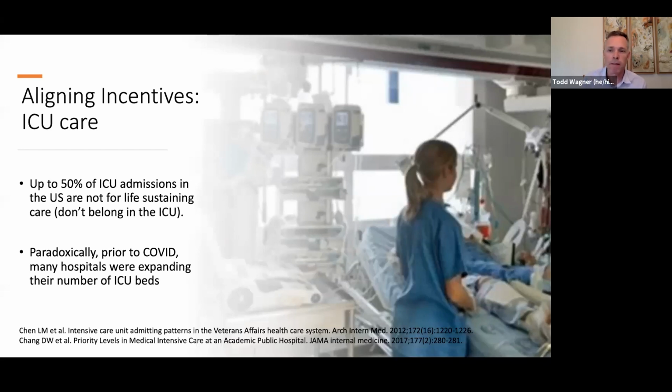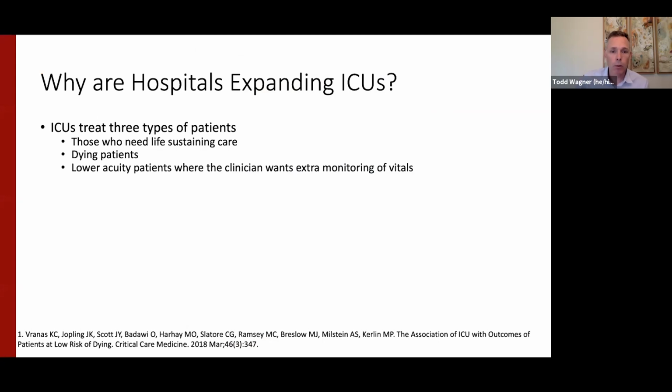And you might say, if we have so many patients in the ICU that don't really belong there, why are we expanding ICU beds? And if you look at some of the work out there, including some of the work from Jeff Doppling here in the department, we think of ICUs as treating three different groups of people: those who need life-sustaining care, patients who are dying, and then lower acuity patients, in part where the clinicians just don't trust the ward doctors. And so they want some extra monitoring.